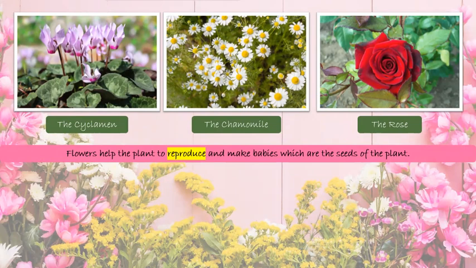Didn't we say at the beginning that plants are living things and they need several things to live? So they reproduce, they make babies. People are living things, they make babies. Animals are also living things, they reproduce, they make babies. Plants also, they reproduce and they make babies. Seeds are the baby plants.